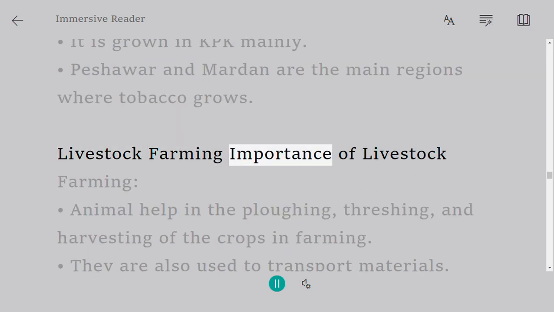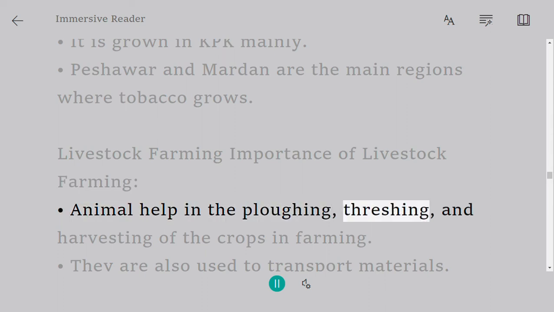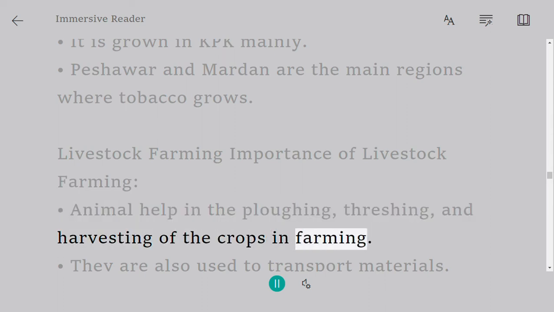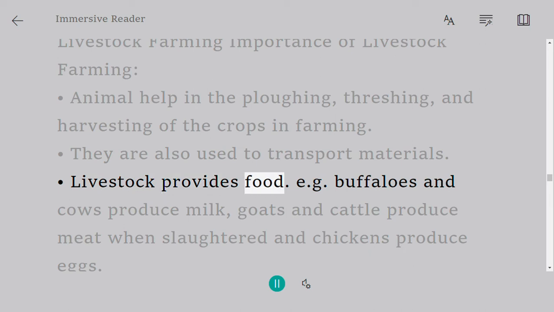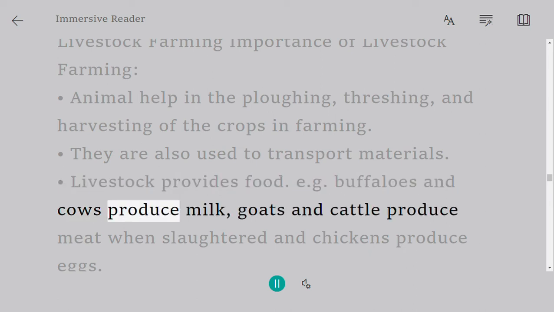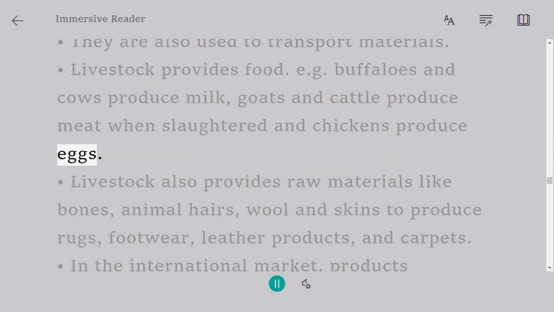Livestock farming. Importance of livestock farming. Animals help in the plowing, threshing, and harvesting of the crops in farming. They are also used to transport materials. Livestock provides food, e.g. buffaloes and cows produce milk, goats and cattle produce meat when slaughtered, and chickens produce eggs.